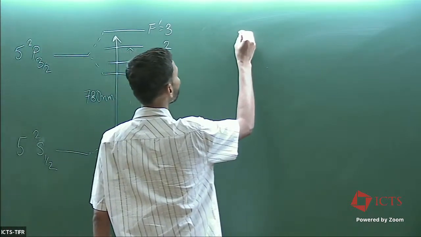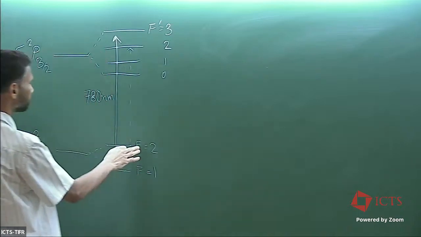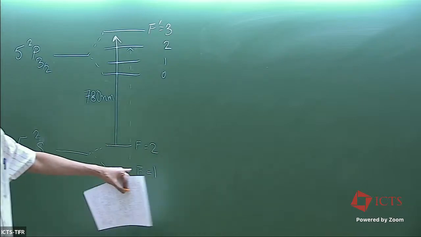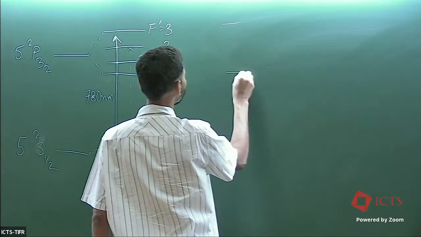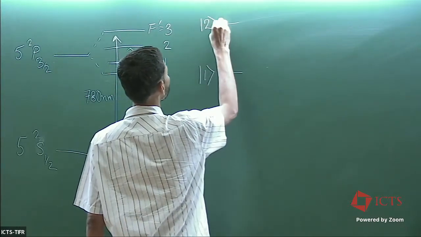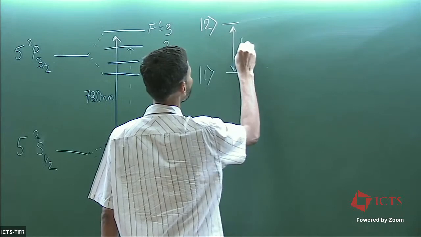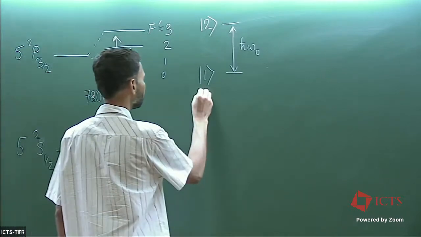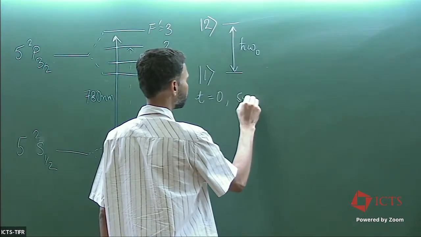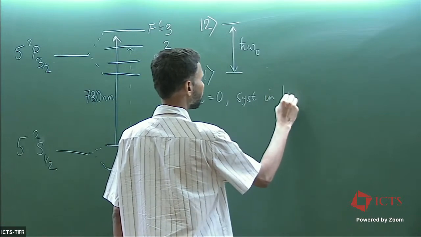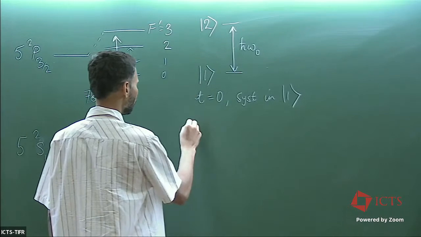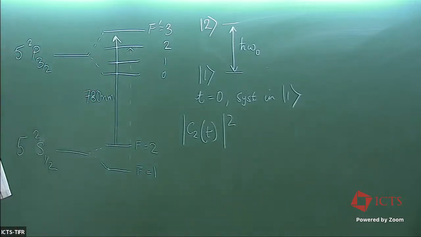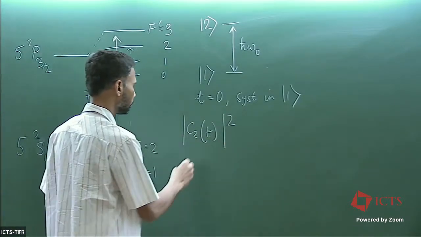So what we wrote down towards the end of the class is that if I just model this 2-3 transition, which is what I'm interested in, as a two level system, and do not worry about anything else, then for this two level system, one and two, which have an energy difference of h bar omega zero, we said that if I start at t equal to zero with the system in state one, then at a later time t, the probability that I will find the system in state two is given by this |C2(t)|squared. This is the probability of finding the system in state two.